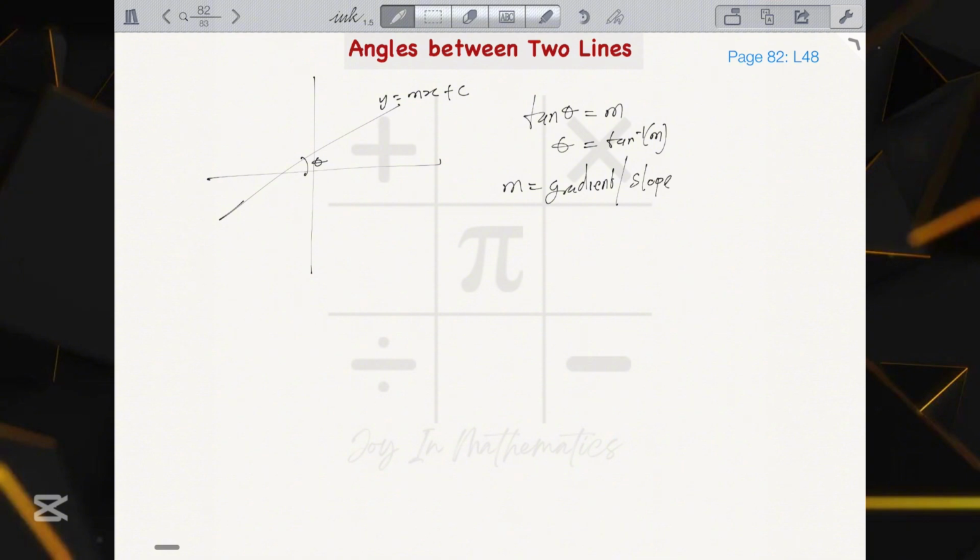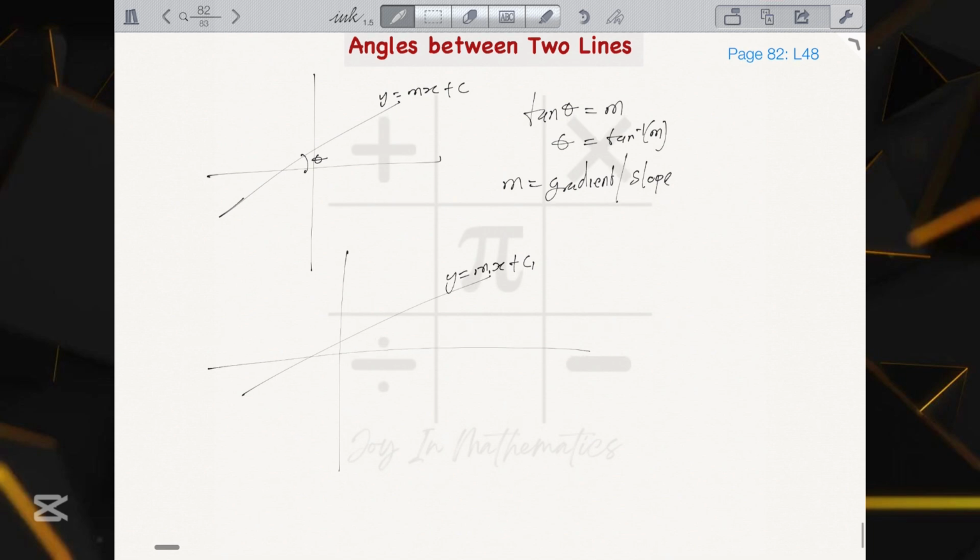Now, what if we have two lines? Let's say we have y equals m1x plus c1. Similarly, we have y equals m2x plus c2. And the question asks, what is the angle between these two lines? Remember, we are still on trigonometry.